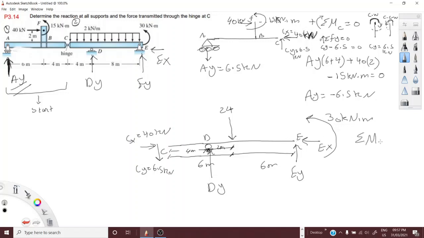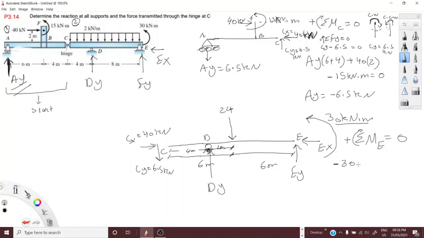The summation of moment at E is equal to 0. Clockwise is positive, this is my assumption. Guys, don't forget this 30 kilonewton meter. This is counterclockwise, so we need to add it as minus 30. We will not include those two forces since they pass through E and Cx.